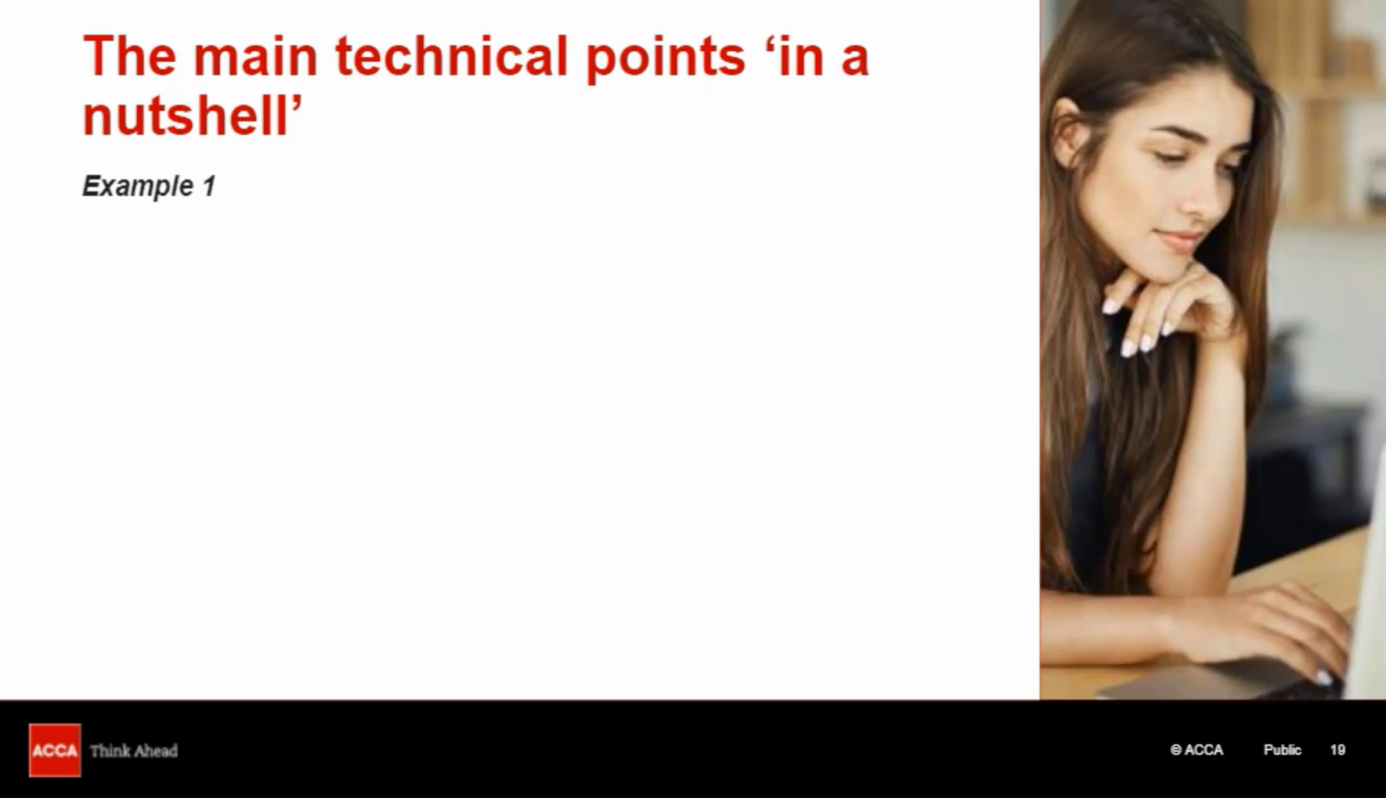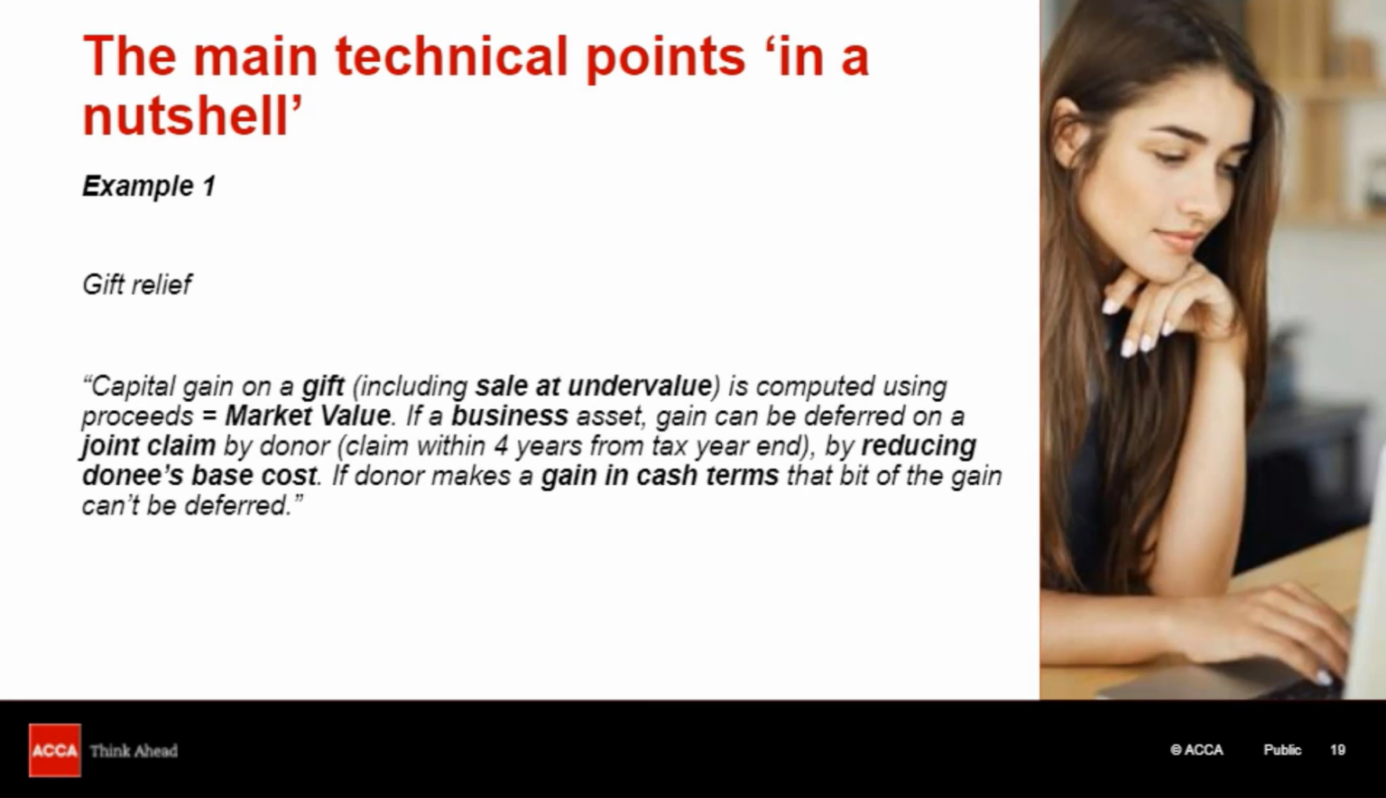So here's an example. This is gift relief. So I've just taken that as an example. Gift relief. Capital gain on a gift, including a sale at undervalue, is computed using proceeds equal to market value. For a business asset, the gain can be deferred on a joint claim by the donor by reducing the donee's base cost. If you make a gain in cash terms, that bit of the gain can't be deferred.